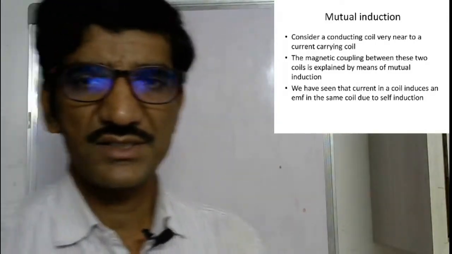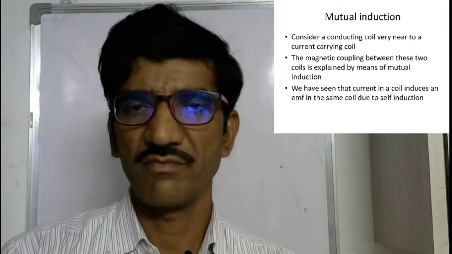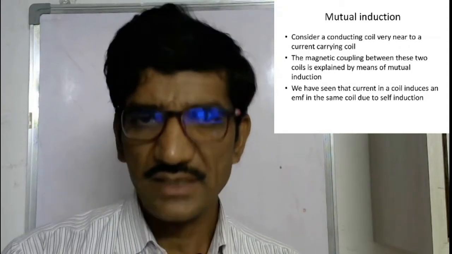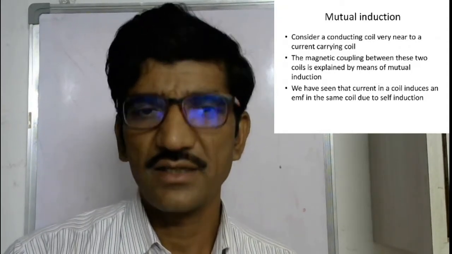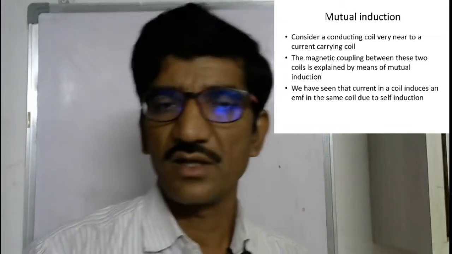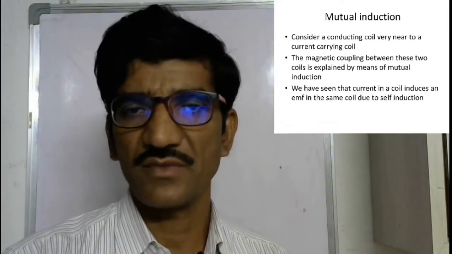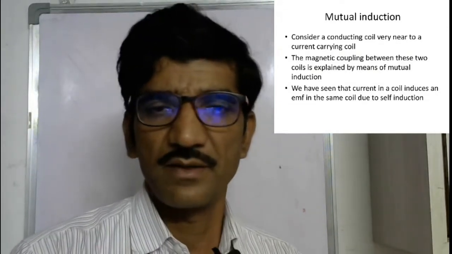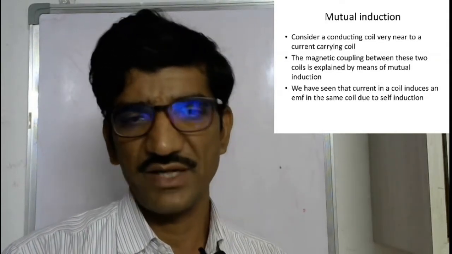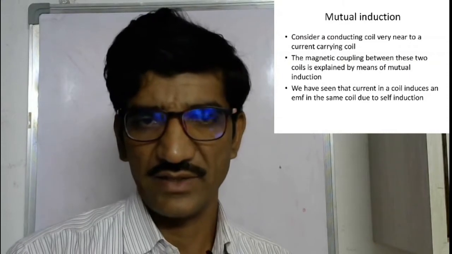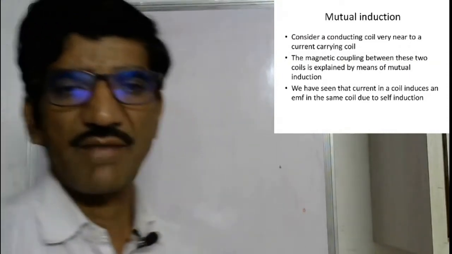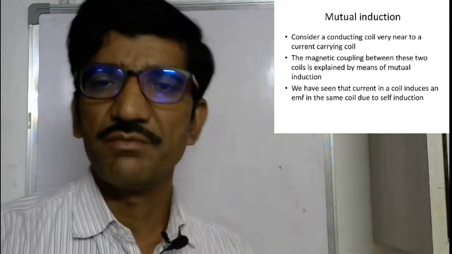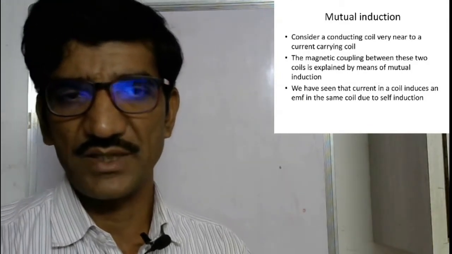Now let us see what is mutual induction. To say this, let us consider a current carrying coil. You can see this on the slide as well. Here we have to assume one more coil very near to that first coil. Then there will be a magnetic coupling between these two coils. This can be explained by using the concept of mutual induction.